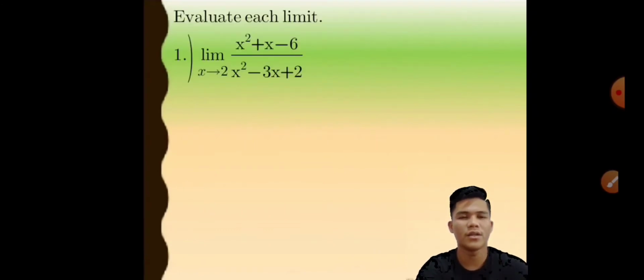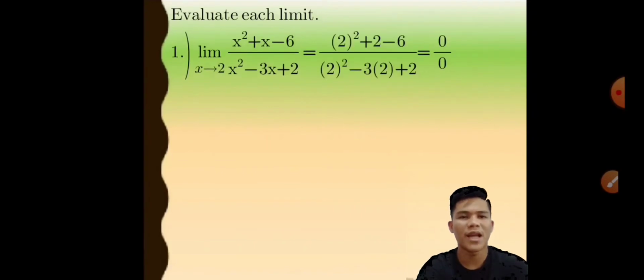So now we're going to evaluate each limit. So we have two examples. The number one example is the limit as x approaches 2 of x squared plus x minus 6 over x squared minus 3x plus 2. Evaluate whether it is indeterminate or not. To plug in the value of x, we have 2 squared plus 2 minus 6 is equal to 0, and 2 squared minus 3 times 2 plus 2 is equal to 0.